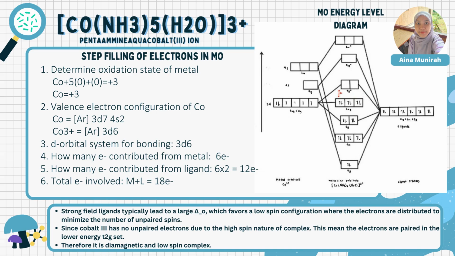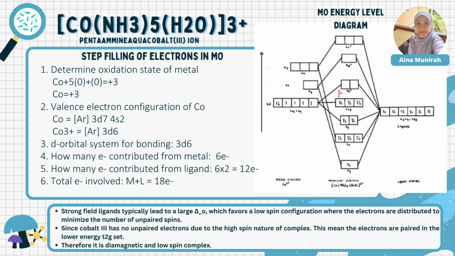Next, we need to find the valence electron configuration of Co, which is Ar 3d7 4s2. For cobalt 3+, it is Ar 3d6. Next, for the bonding system, the d orbital consists of 3d6. The electrons contributed from the metal equal 6 electrons, and the electrons contributed from ligands are 6 times 2, equal to 12 electrons. So the total electrons involved, metal plus ligand, equal 18 electrons.